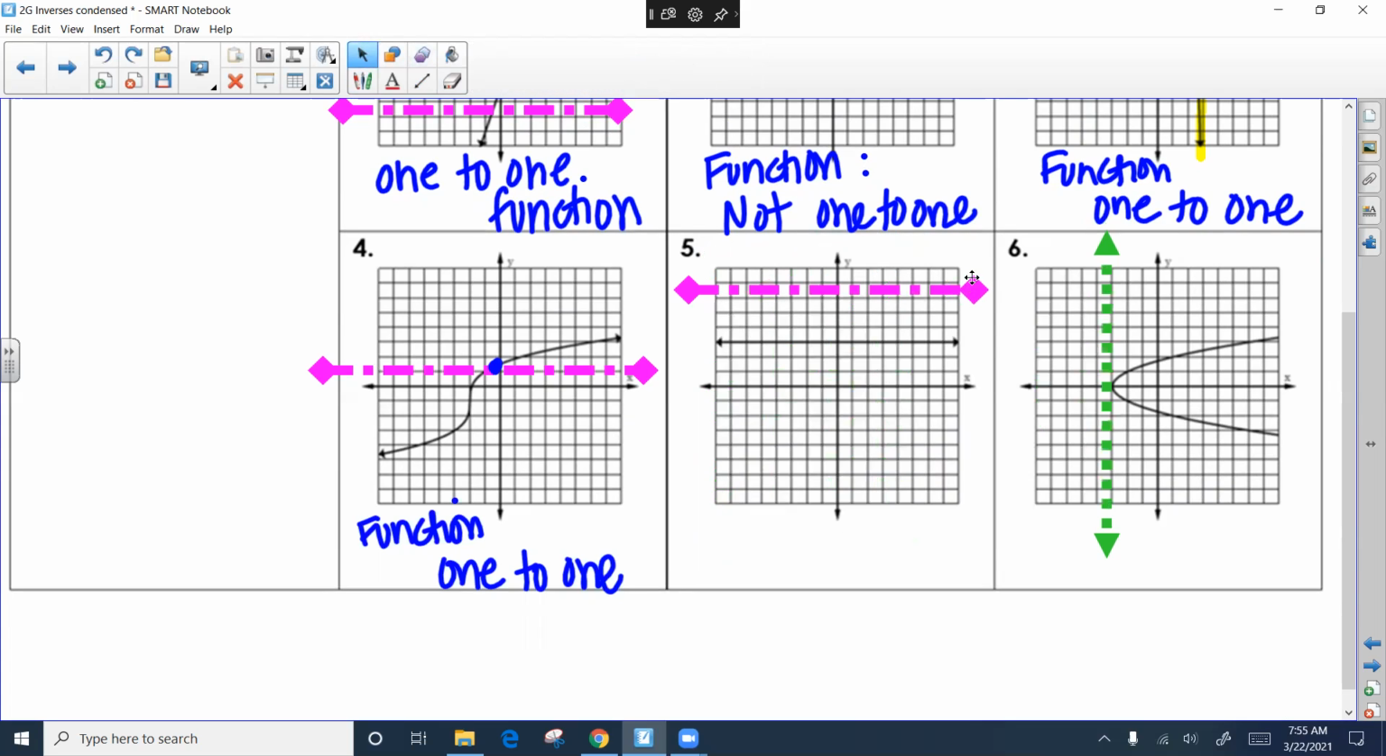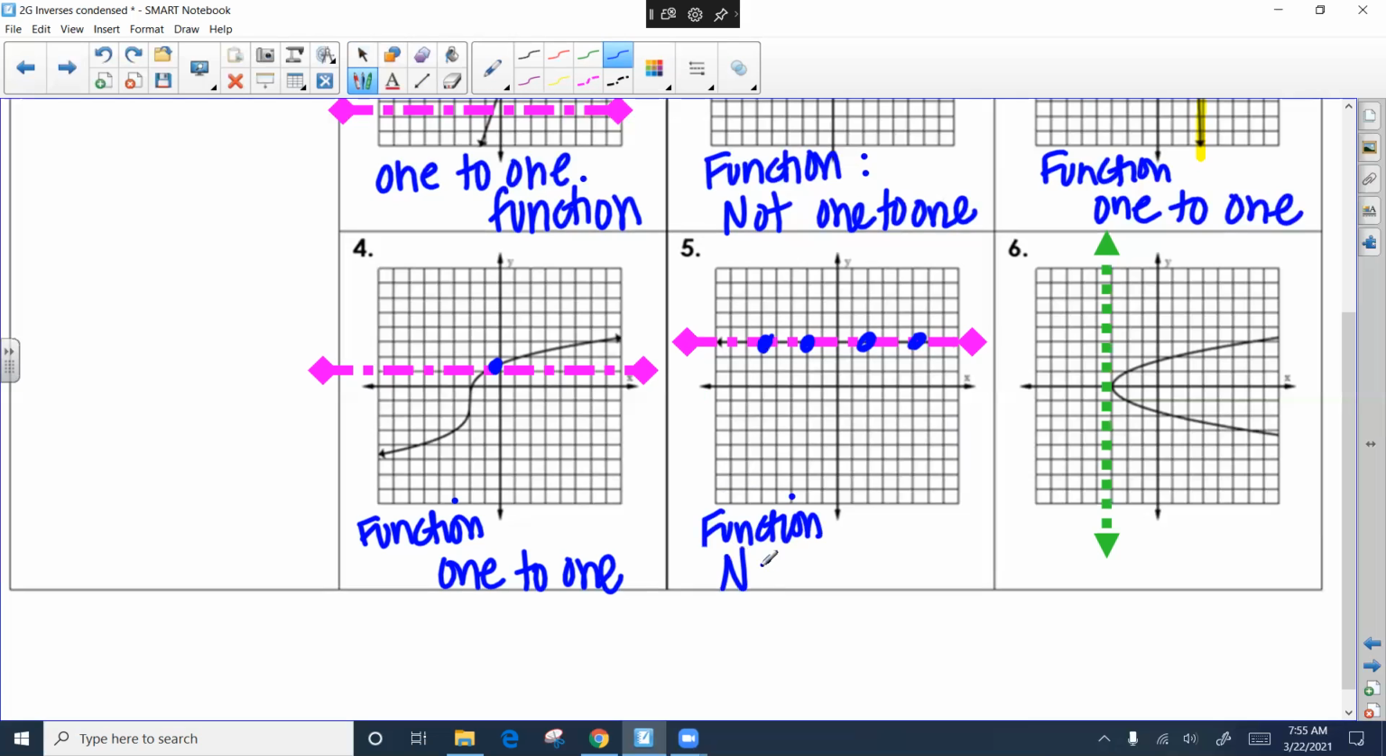Now, in most places that I put a vertical line, it doesn't cross at all. Or sorry, horizontal line, we're doing the horizontal line test. If I put the horizontal line here, it crosses at every single point, which definitely means it's crossing more than once. So this one is definitely not one-to-one. All right, so number 5 is a function, but it is not one-to-one. That means it doesn't have an inverse.